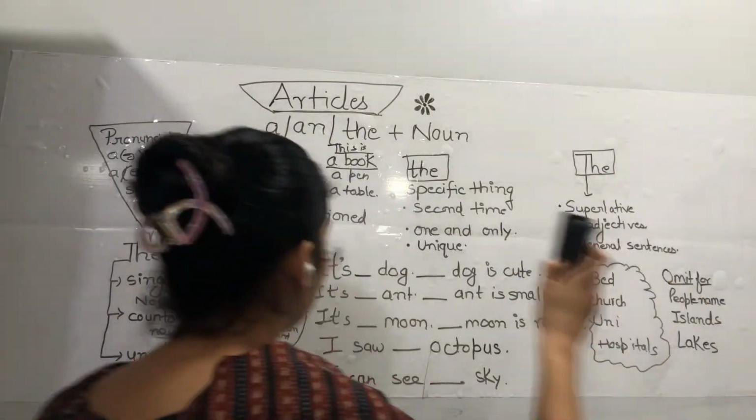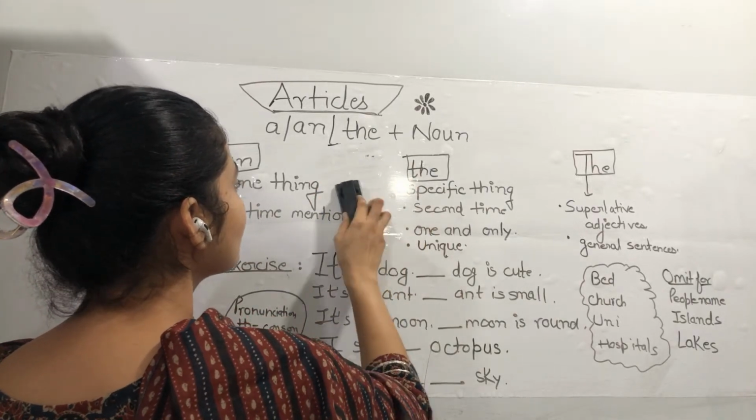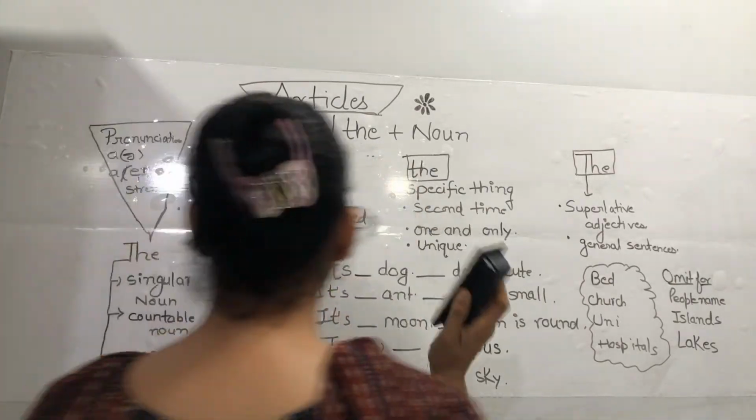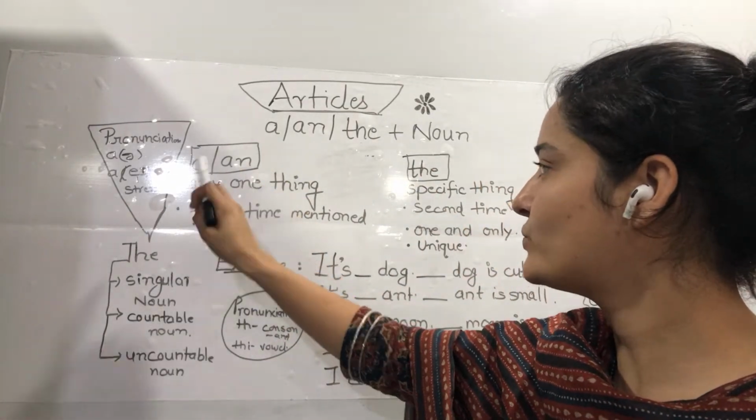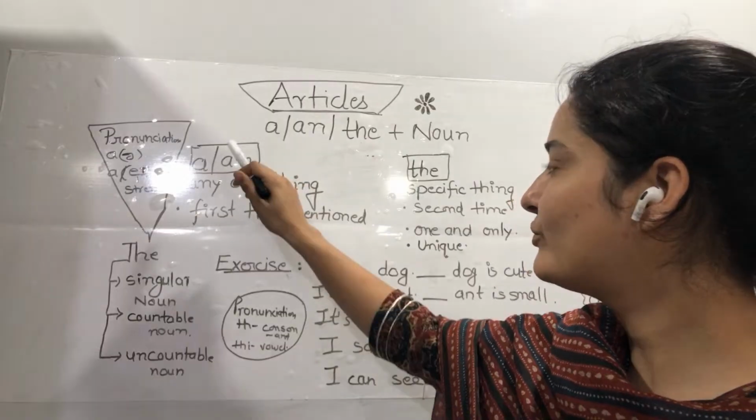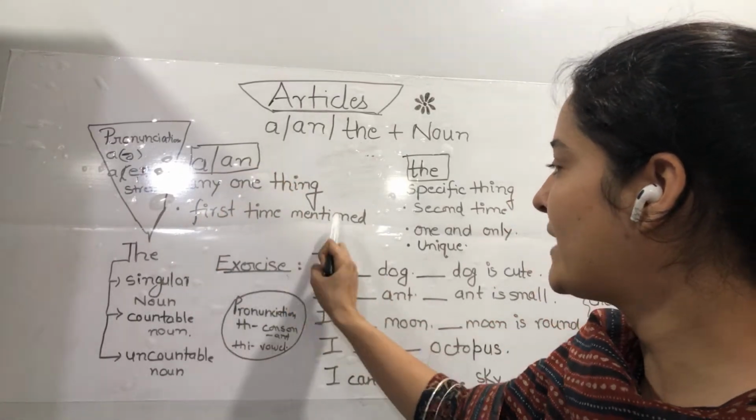All right, so no need to get confused. Okay, so these are the points written over here. I'll explain them properly. See, a and an, when it is used. Now I'll tell you for an also. It is used for first-time mentioned things.